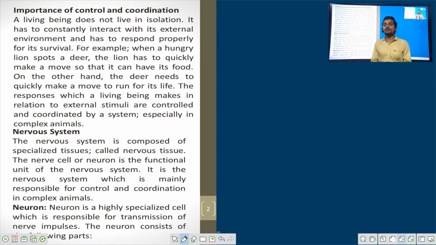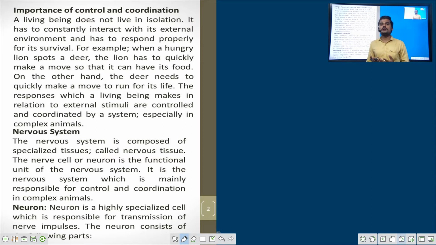Moving on to the importance of coordination. Control and coordination go simultaneously, like the right hand and the left hand. With the definition, a living being does not live in isolation. It has to constantly interact with its external environment and respond properly for its survival. We live in nature where we have to interact with all kinds of natural stimuli like rain, summer, and so on, so we have to interact accordingly.